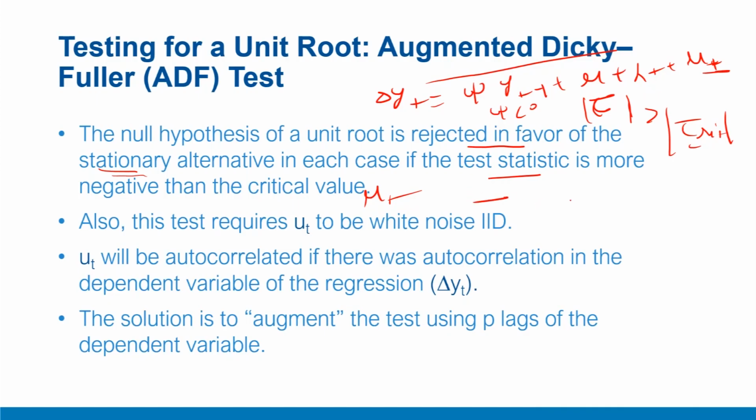But if there is some kind of autocorrelation structure in the delta y_t process, which is the dependent variable here, and if that is not well taken care of, then mu t will also be autocorrelated. And if mu t is autocorrelated, then the inferences, and in fact our testing of the significance of this psi variable, would be inefficient and incorrect. The solution here is to augment this model with lags of delta y_t, that is delta y_t minus 1, delta y_t minus 2 and so on, a certain number of, let's say, p lags of this dependent variable delta y_t, which will soak up this autocorrelation existing in the delta y_t process.